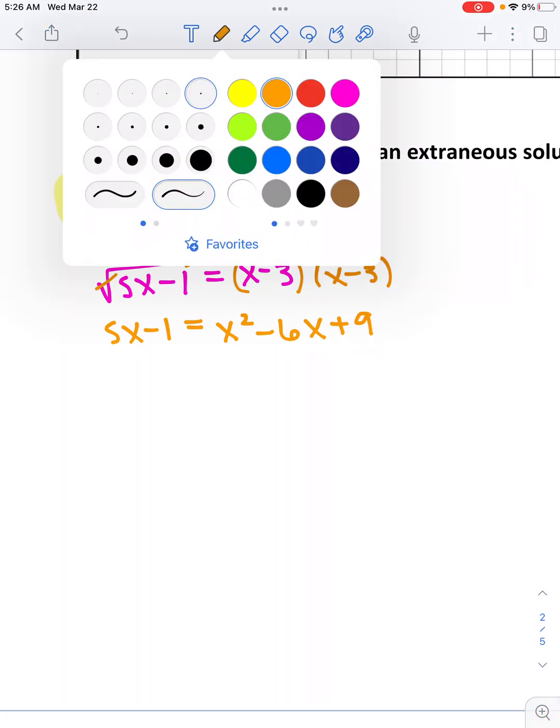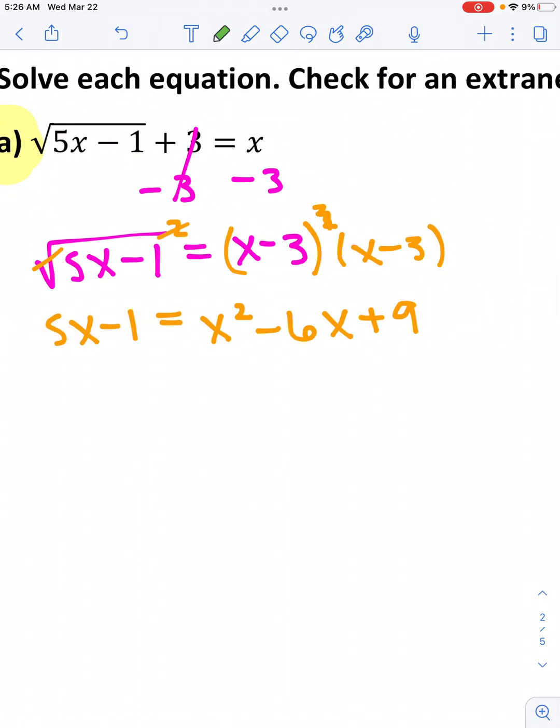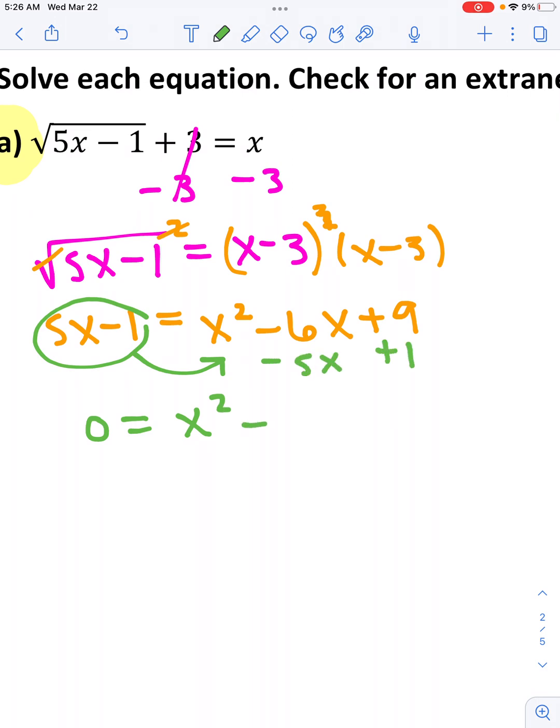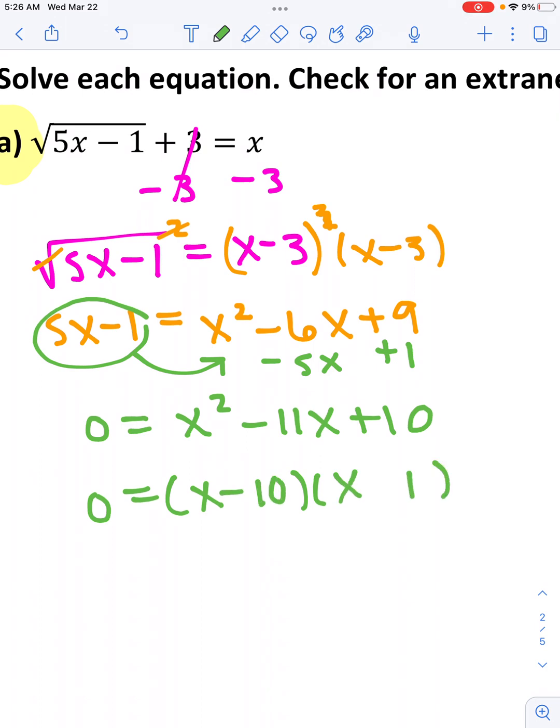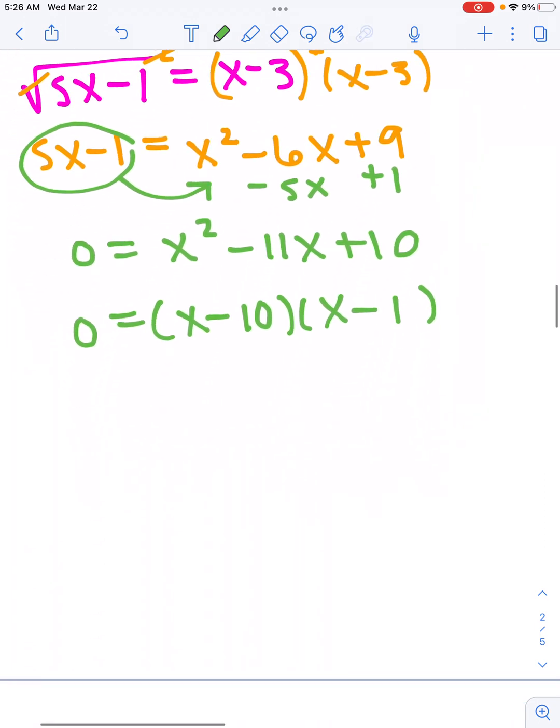And then we want to recognize that we have a quadratic, so there's x squared, x, and a constant. And so I want to get everything over, and we're going to solve quadratics by factoring. So it'll be minus 5x and plus 1. So minus 11x plus 10. And then I'm going to factor that. So 10 and 1, and they're both negative. So then I'm looking for what x values make each of these equal 0. And so this first one would be 10, and this one would be 1. So x equals 10 and x equals 1.